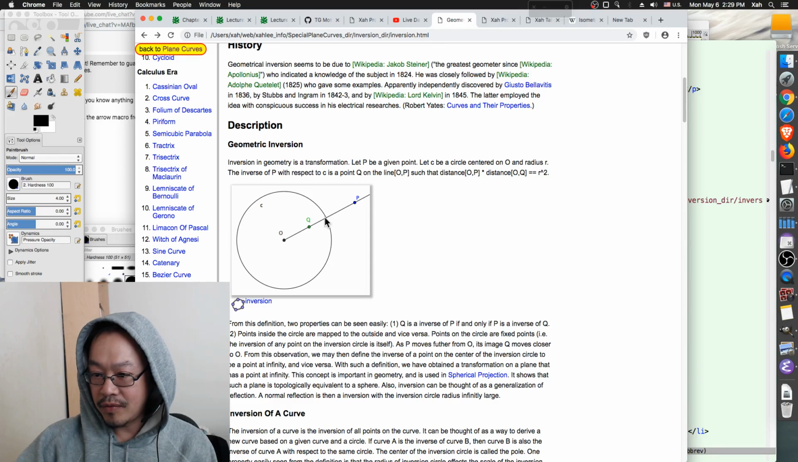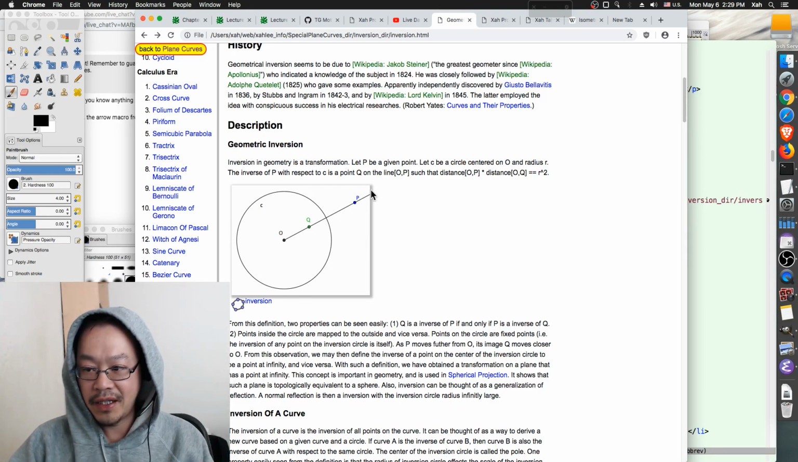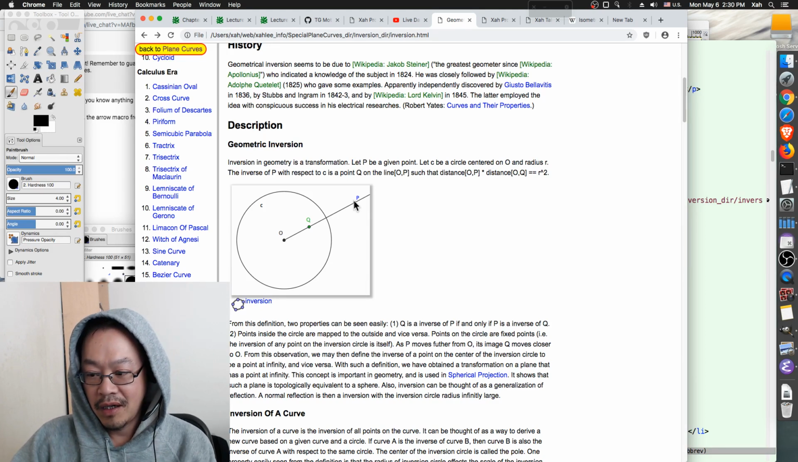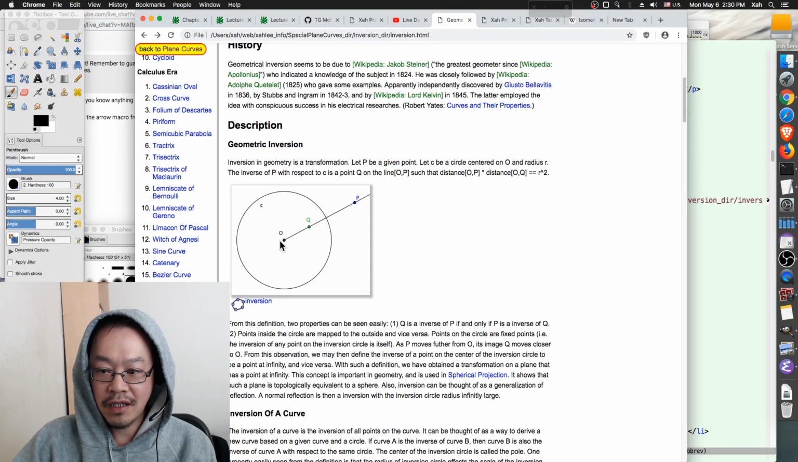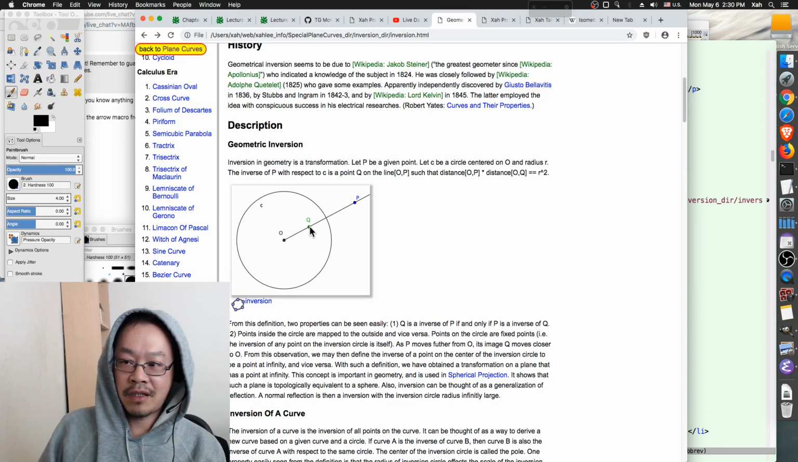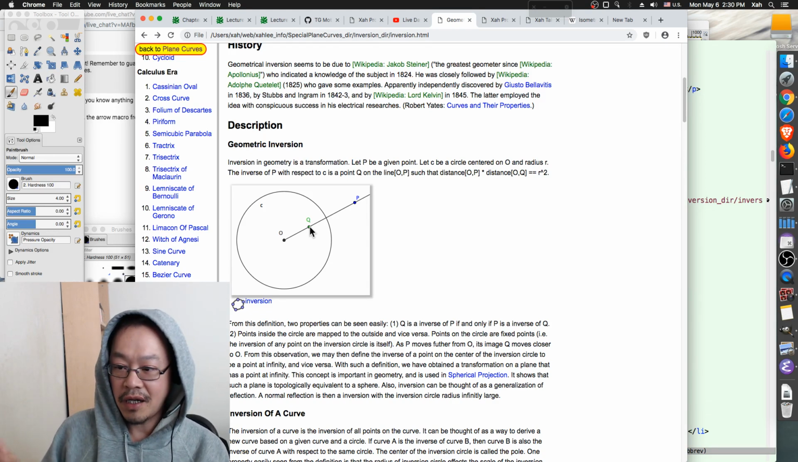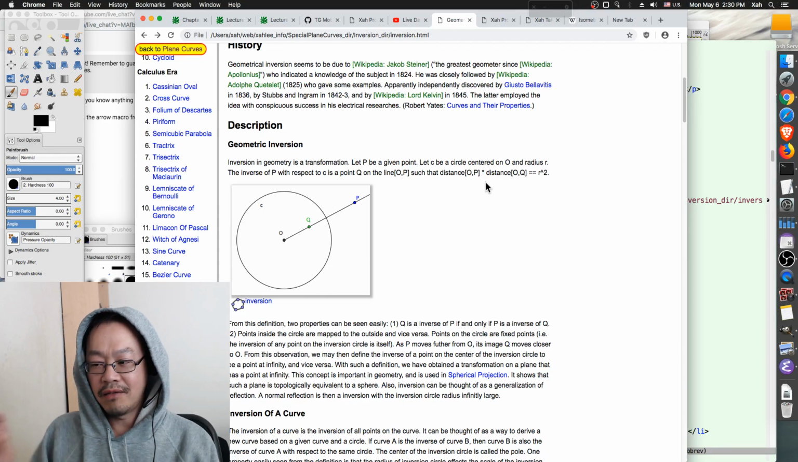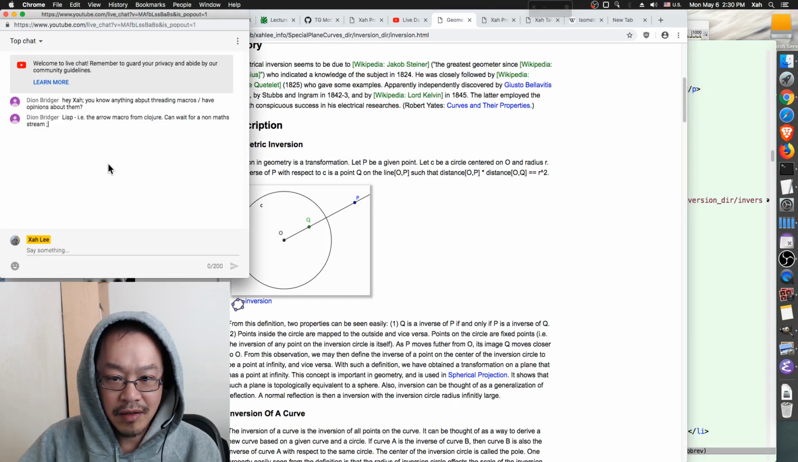So the inversion is defined by a point Q in the plane such that the distance from O to P times the distance from O to Q is equal to r squared. r is the radius of the circle. Does that make sense?